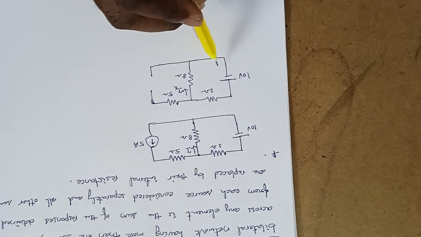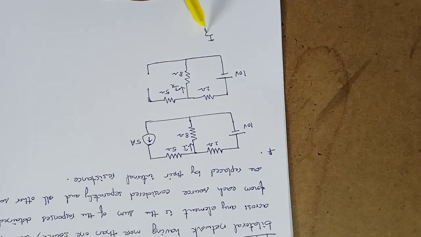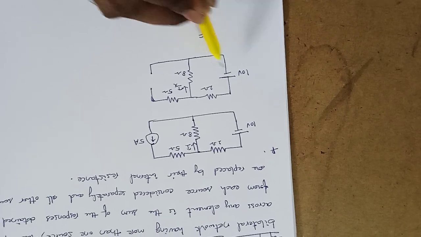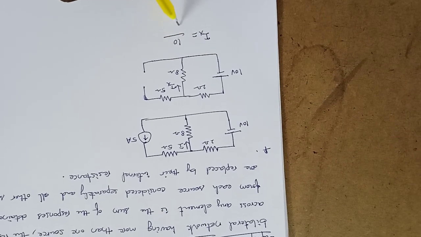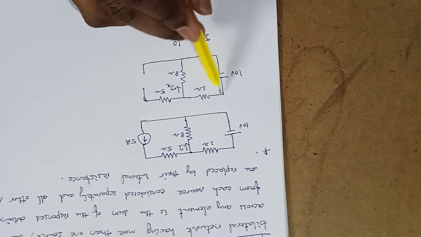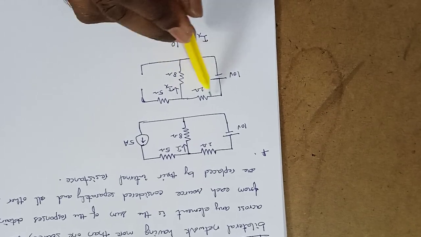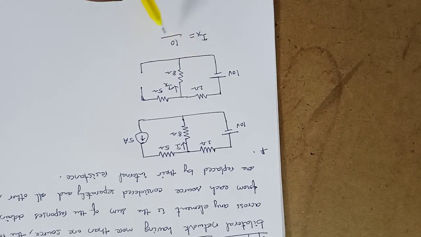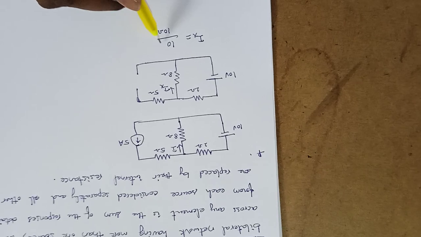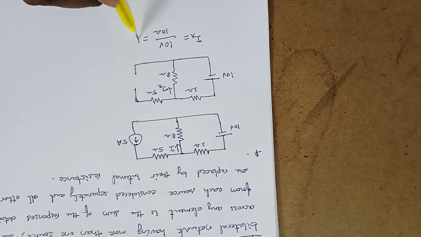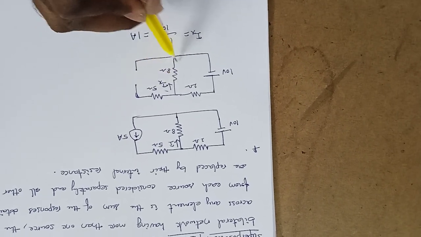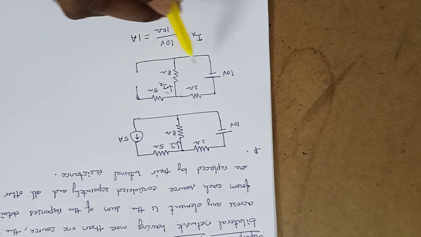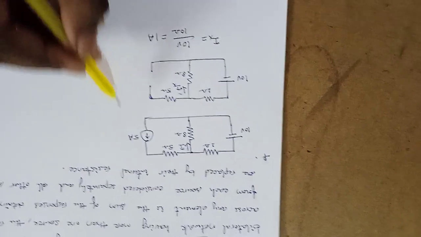This is the only loop we have in this circuit, therefore the current Ix, according to Ohm's law, is voltage divided by resistance, 10 divided by the resistance. This 2 ohms and 8 ohms are in series, therefore 2 plus 8, you can write 10 ohms. This is 10 volts, then this is 10 ohms. So 1 ampere current. So Ix is 1 ampere here. So the current flowing in this 8 ohms is 1 ampere in this circuit. This is the first part.